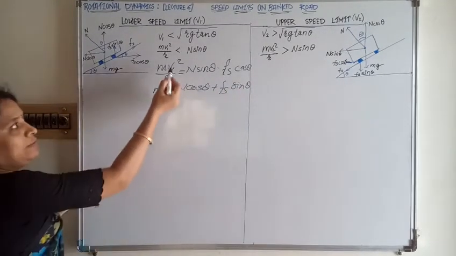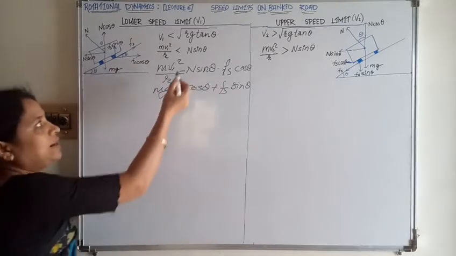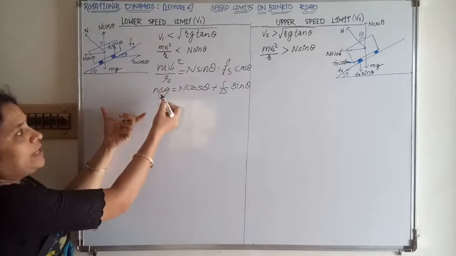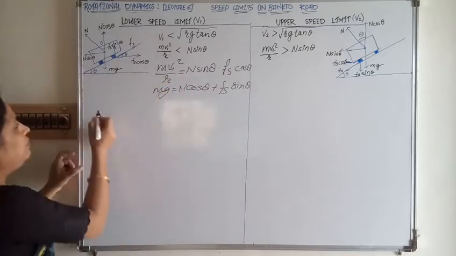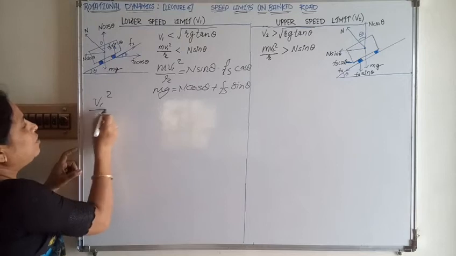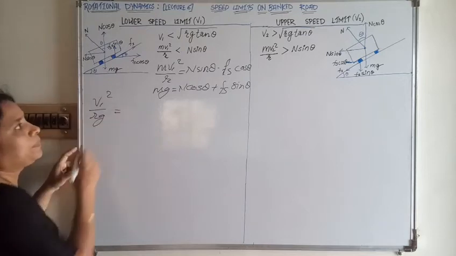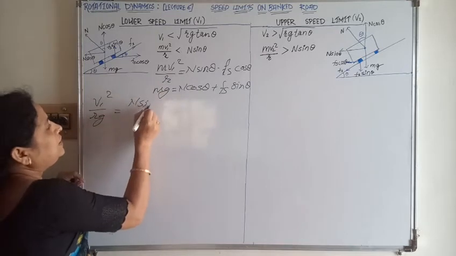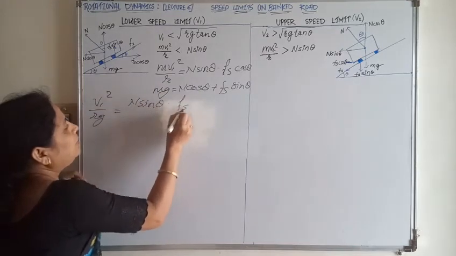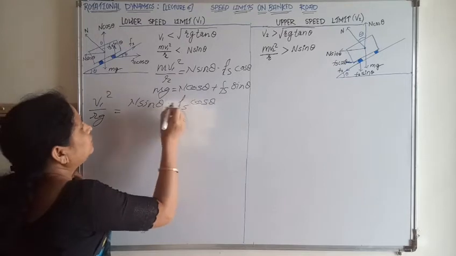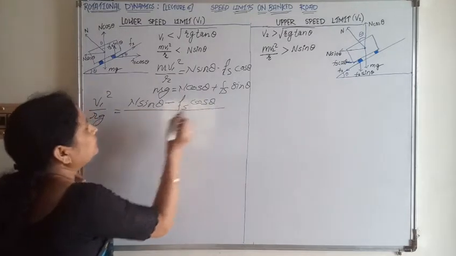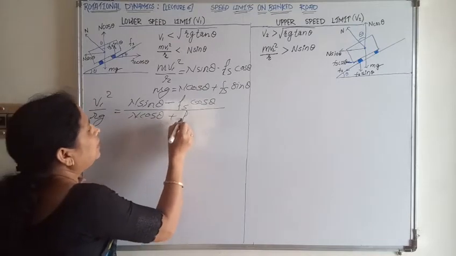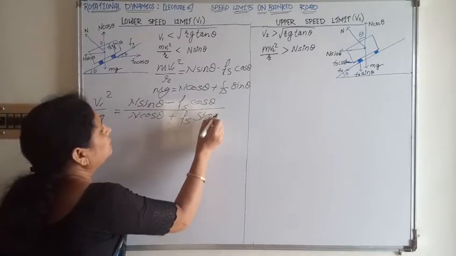Now we have to find the equation for v1. So again we divide these two equations. When we divide the left hand side, m v1 square by r upon mg, m gets cancelled and we get the equation v1 square upon rg. Here in the numerator, I write this equation same, n sin theta minus fs cos theta, upon n cos theta plus fs sin theta.